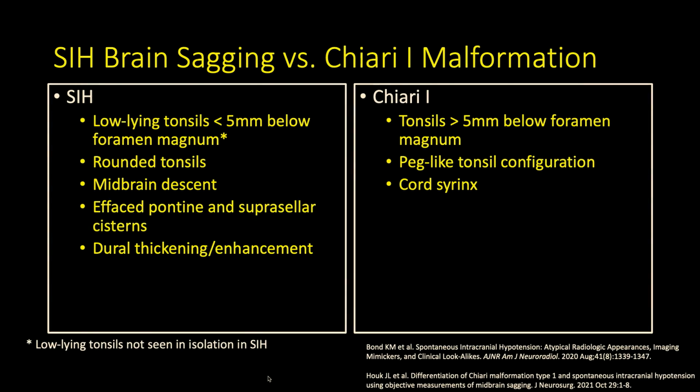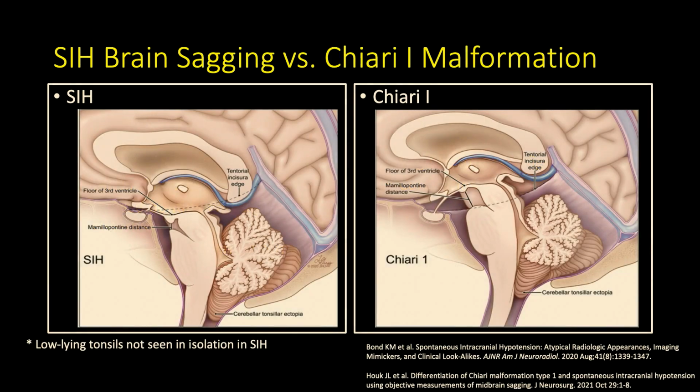images. Now, in contrast, in Chiari 1, the tonsils tend to be more low-lying, so greater than 5 millimeters below foramen magnum. They'll often have a peg-like or beaked configuration, and you might see ancillary signs like a cord syrinx on the included images of the upper cervical spine. So both SIH and Chiari 1 have downward tonsillar herniation.